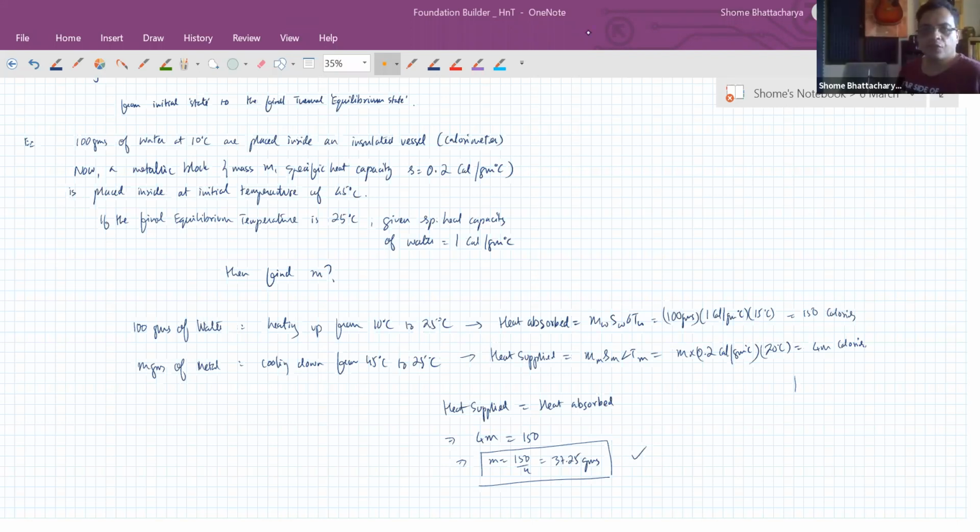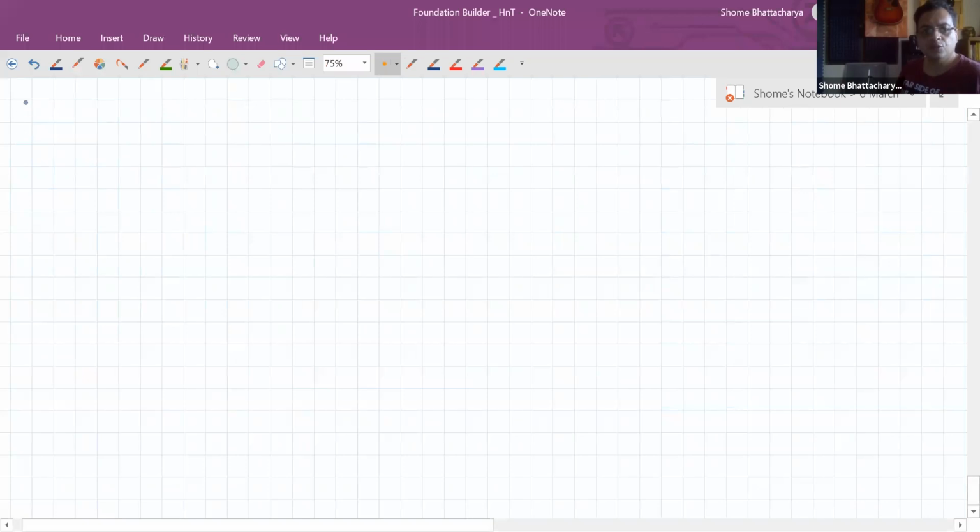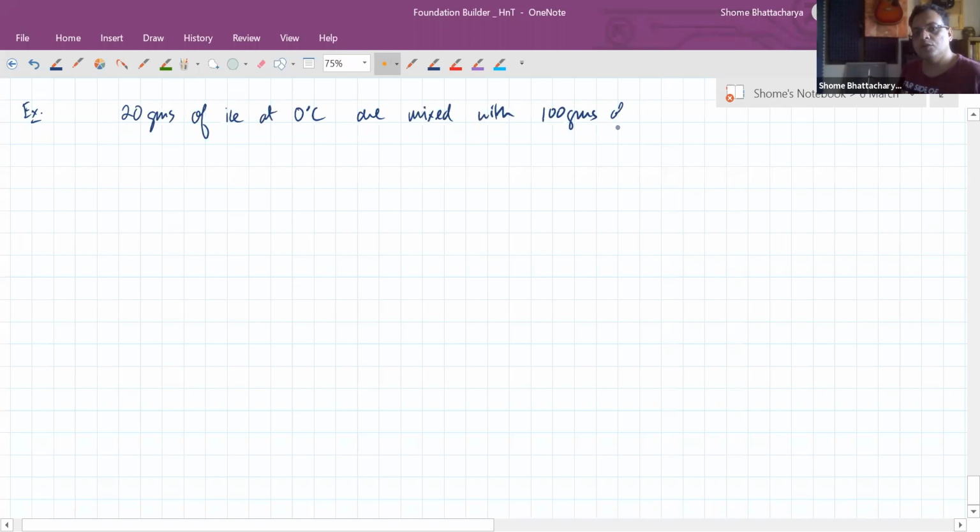Okay, so hope this is clear. Now we move on to another type of question, which is a little bit more difficult than this one, because there'll be a state change involved. So suppose we have a situation like this. We have 20 grams of ice at 0 degrees C mixed with 100 grams of water at 60 degrees C.